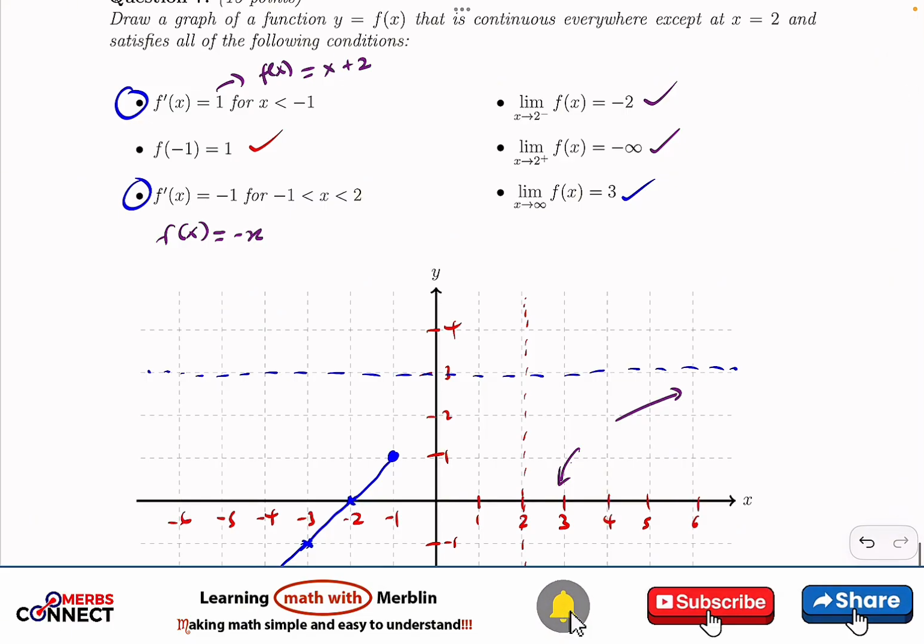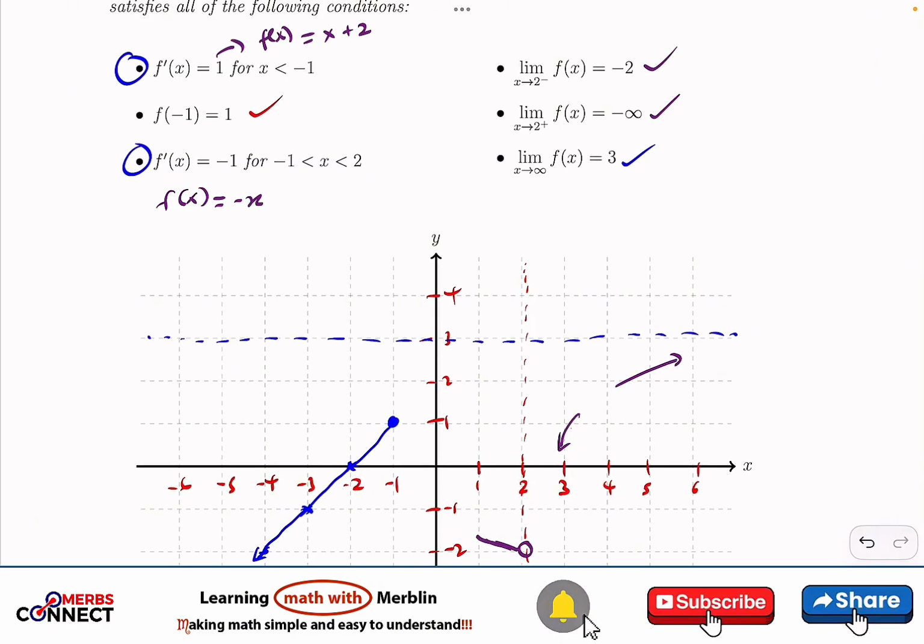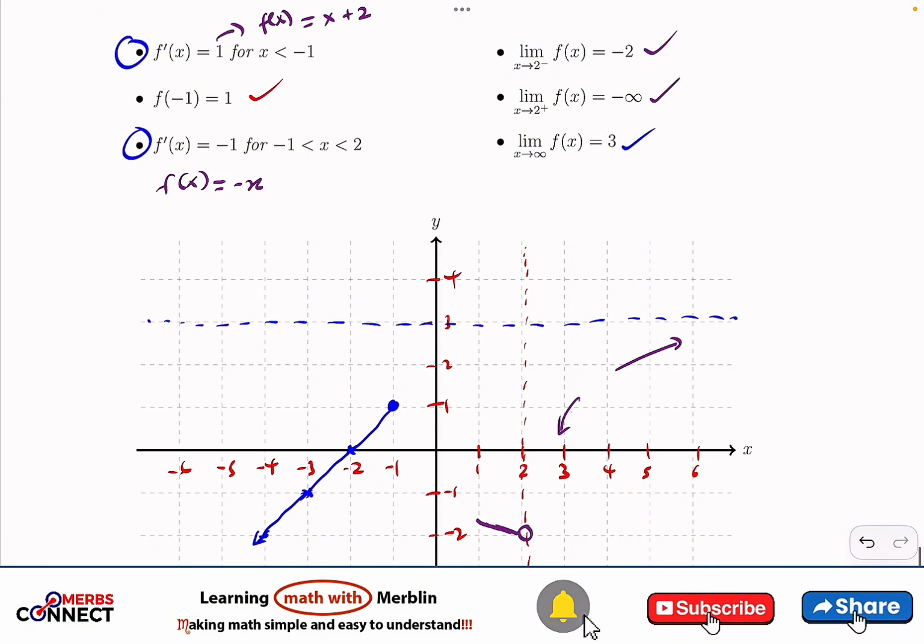Then since this is -1, should I add +2 to this one too? Let me see what happens if I add +2. When I plug in -1, this is basically going to be positive, so -1 here will be 1. So we don't need to add +2. This one is just like that, because when I plug in -1 here, minus will be positive. So now -1 gives 1.